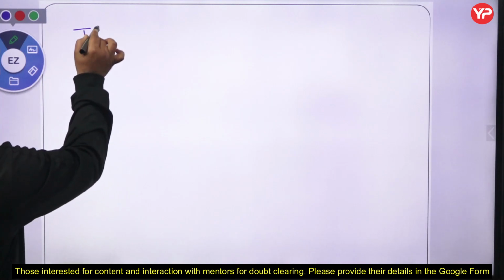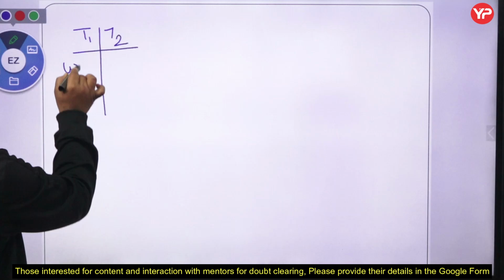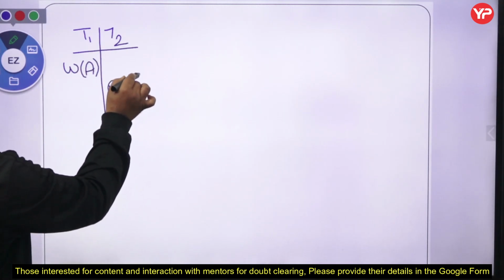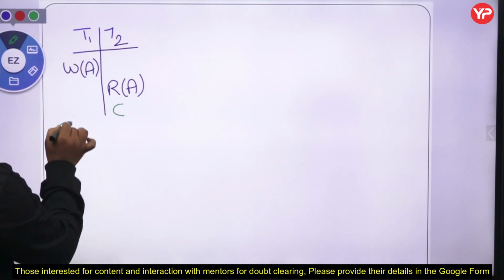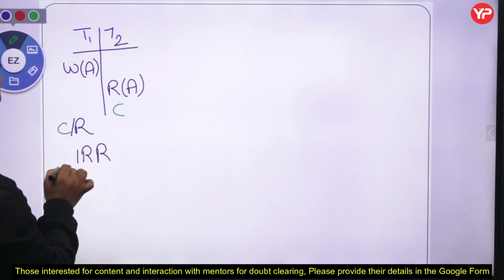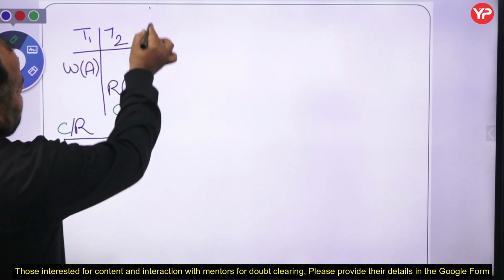See, first one is T1 and T2. Suppose that T1 writes something, then T2 reads that data item, but T2 commits first, then T1 commits or rolls back. It means it is an irrecoverable schedule. If you see this case anywhere in your problem, it is irrecoverability.